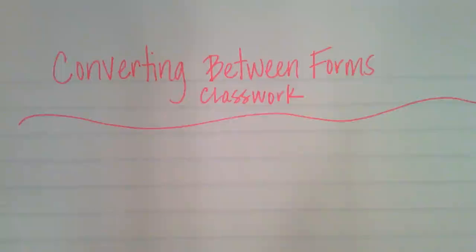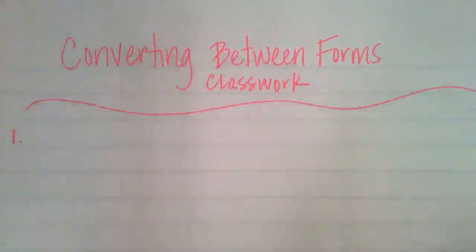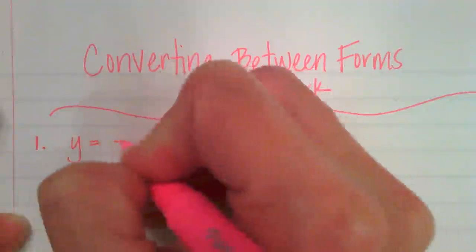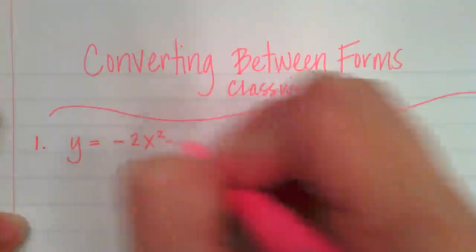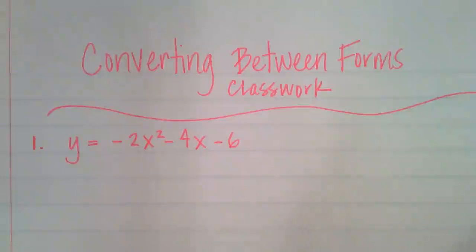Okay, I am going to work through the Converting Between Forms classwork partner worksheet so that you can see how to get the correct answers on each of these. So first problem looks like this, and we are asked to get vertex form. So if we want vertex form, that means we need to do completing the square.